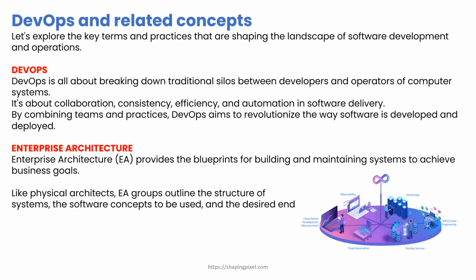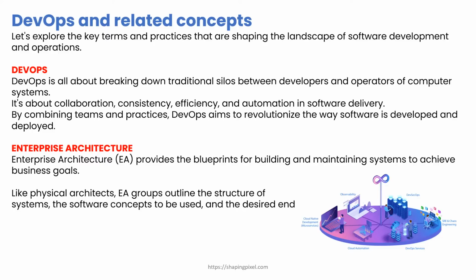Let's dive into the world of DevOps and related concepts in AWS. Let's explore the key terms and practices that are shaping the landscape of software development and operations. DevOps is all about breaking down traditional silos between developers and operators of computer systems. It's about collaboration, consistency, efficiency, and automation in software delivery. By combining teams and practices, DevOps aims to revolutionize the way software is developed and deployed.